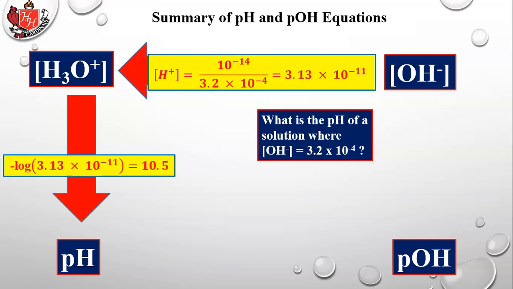Now you're going to go down, and to get from the H3O plus concentration to the pH, it's the negative log of 3.13 times 10 to the negative 11th. When you solve that on your calculator, you get 10.5. So that's a pH. That OH concentration they gave you at the beginning, 3.2 times 10 to the negative 4, is equivalent to a pH of 10.5.